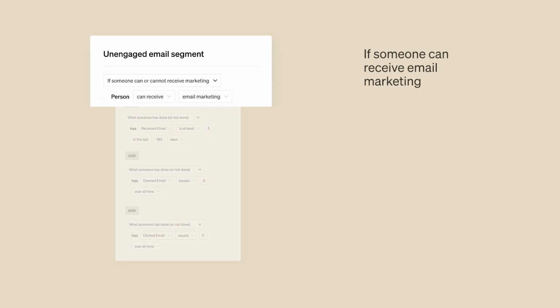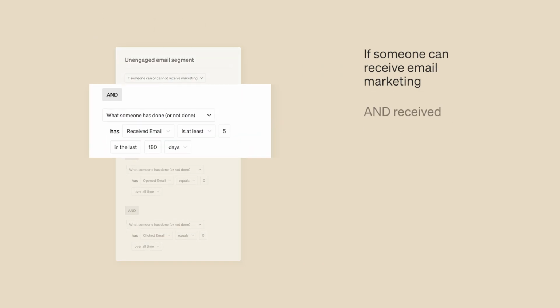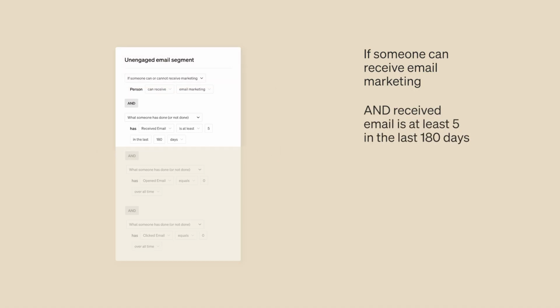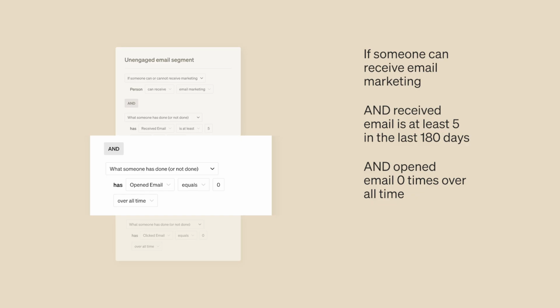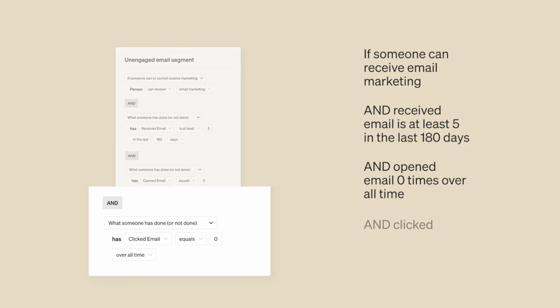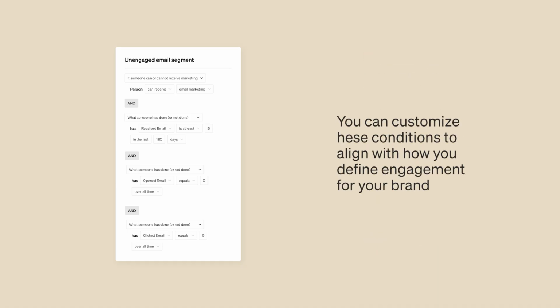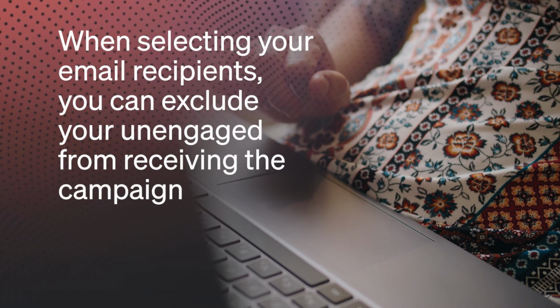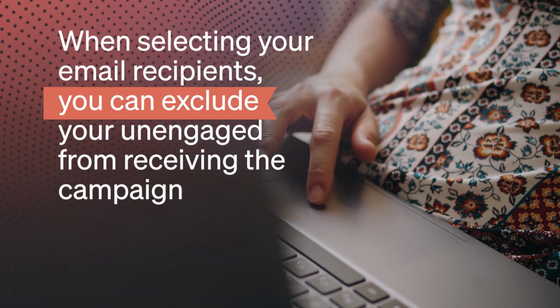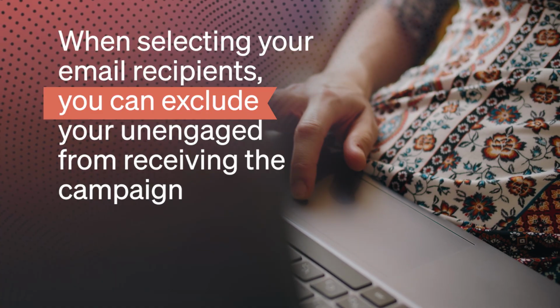If someone can receive email marketing, and received email is at least 5 in the last 180 days, and opened email 0 times over all time, and clicked email 0 times over all time. You can customize these conditions to align with how you define engagement for your brand. When selecting your email recipients, you can exclude your unengaged segment from receiving the campaign.